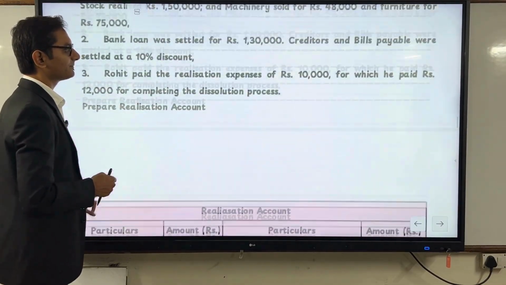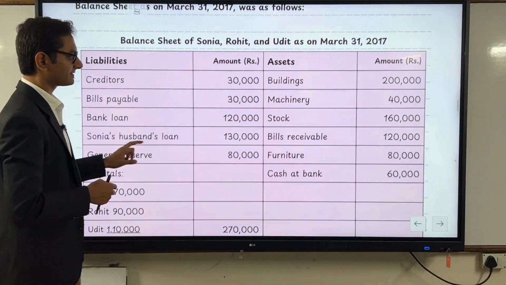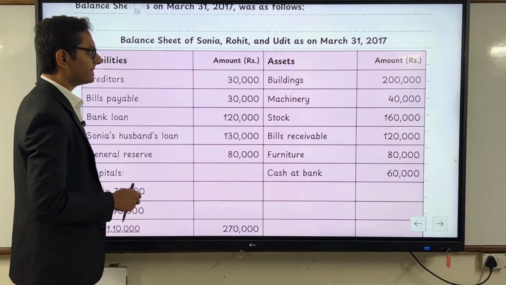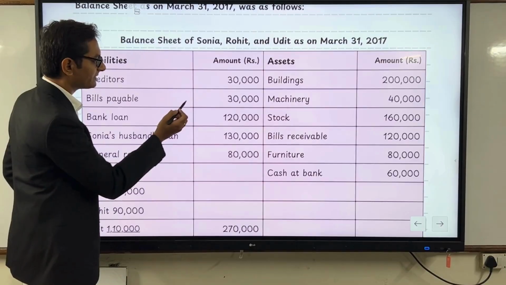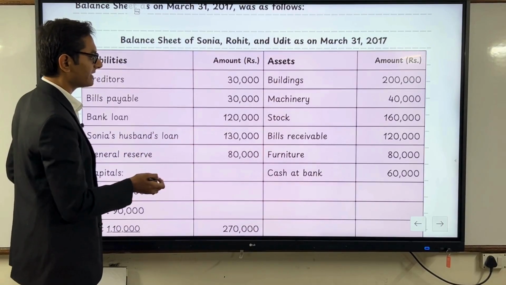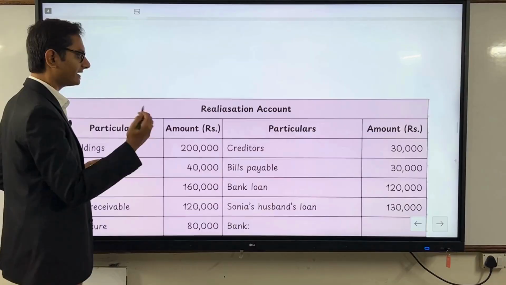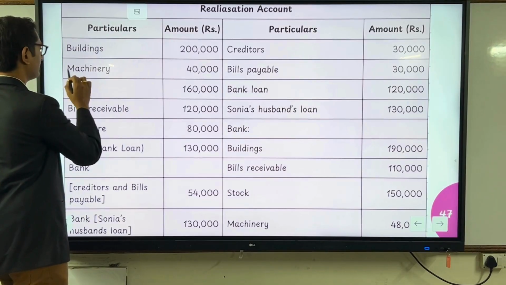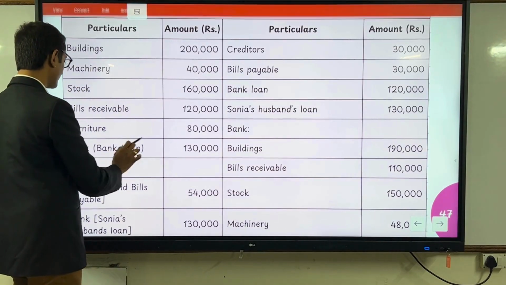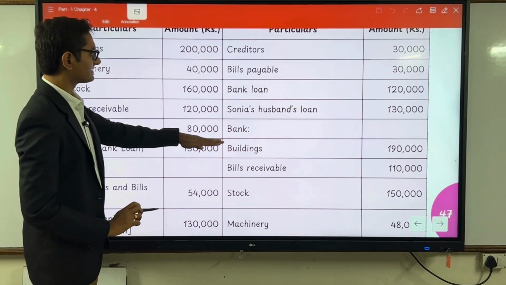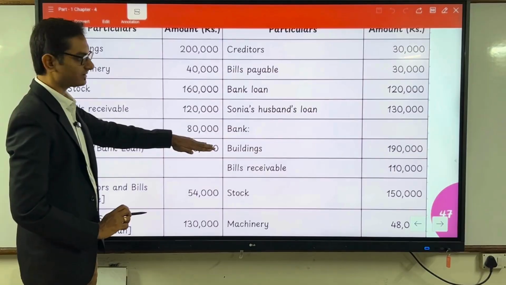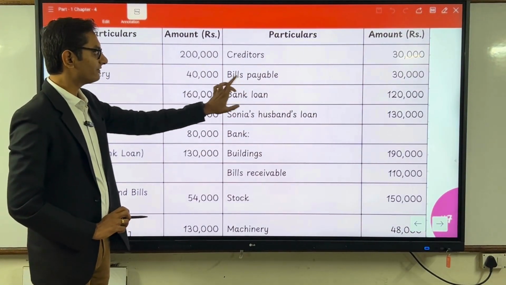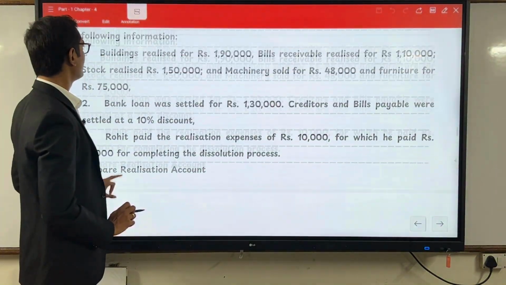First of all, we are supposed to transfer all the assets at the book value on the debit side of realization account. So building, machinery, stock, bills receivable, furniture, cash and bank. ये सारी चीज़ें हम क्या करेंगे कैश के अलावा बिल्डिंग, मशीनरी, स्टॉक, बिल्स रिसीवेबल, फर्नीचर, यहाँ तक सारी एसेट्स हमने एट द बुक वैल्यू ट्रांसफ़र कर दी, राइट. In the same way all the liabilities will be transferred to the credit side of realization account.